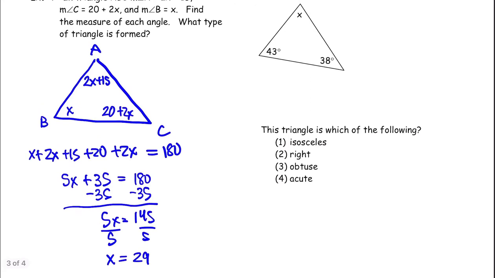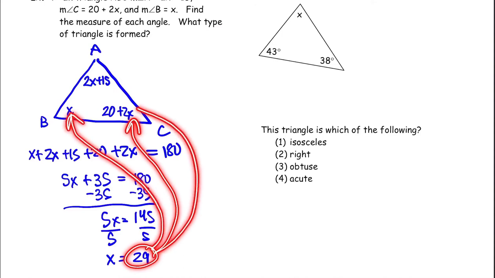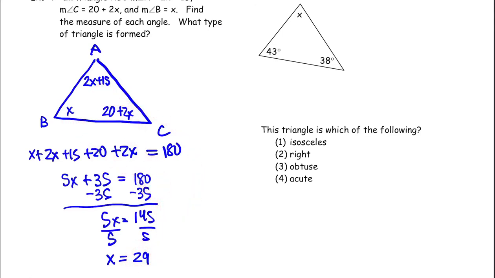All right, so now if x is 29, I need to use this to find the measure of each angle. So I'm going to plug it in here, here, and there. Well, this one over here is easy. That's just going to be 29. That's x. This one here is going to be 2 times 29 plus 20, or 20 plus 2 times 29. And that's going to be 78. Throw that into the calculator. And this one here is going to be 2 times 29 plus 15, and that's going to be 73.